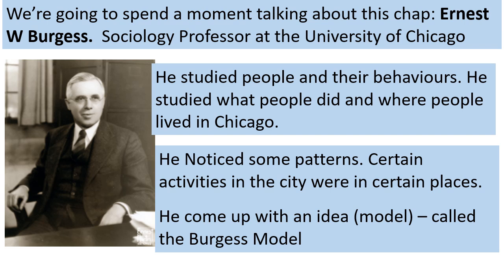He noticed that certain activities were taking place in certain places in the city, and certain buildings in the city were all grouped together. He came up with an idea or a model, and that was the Burgess model or the Burgess idea. He came up with this model in the 1930s, and in many ways, many of the ideas still apply today.